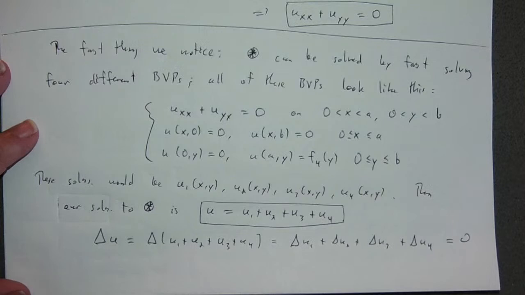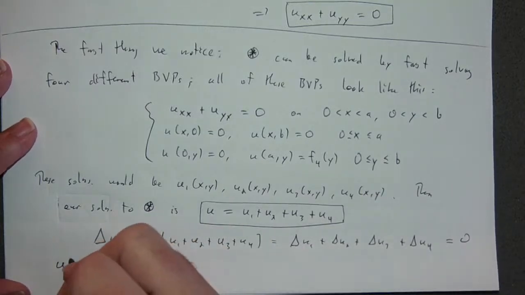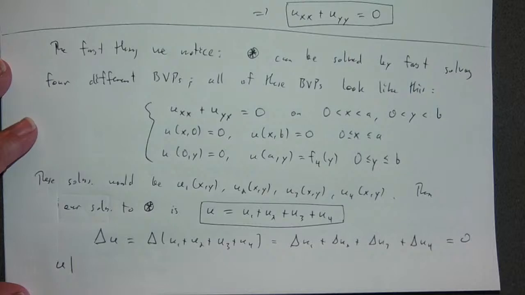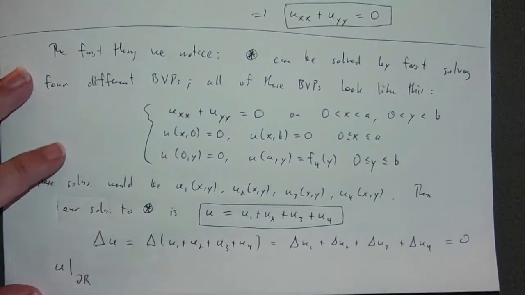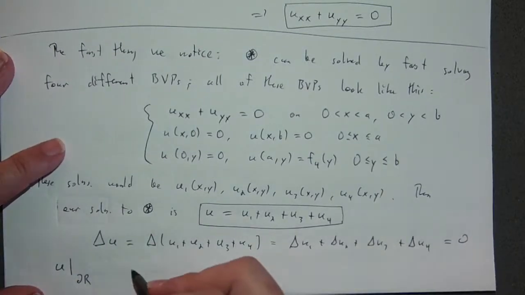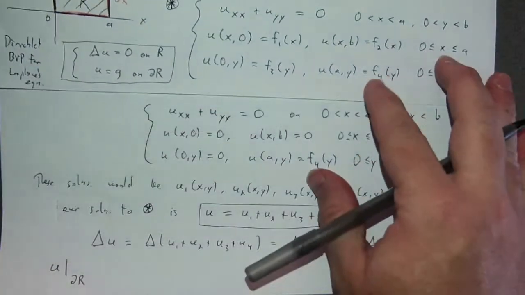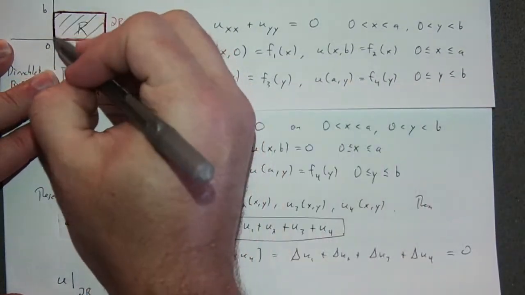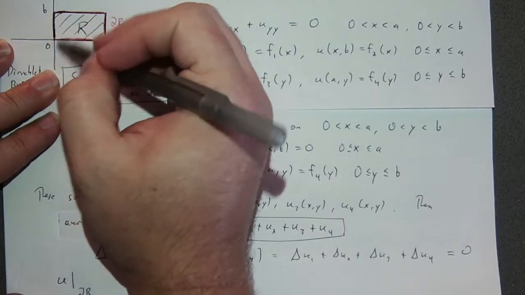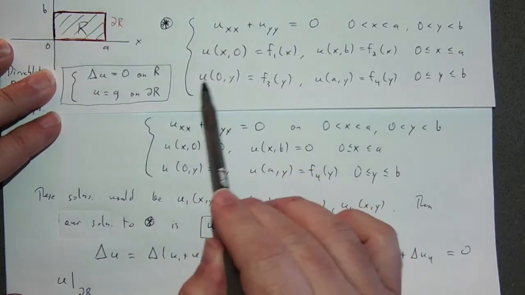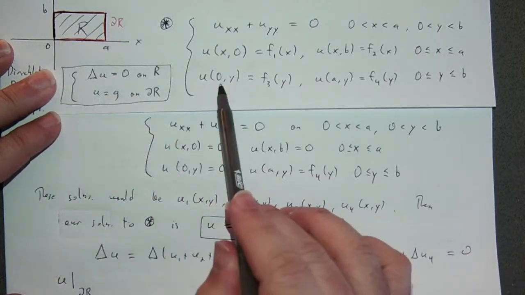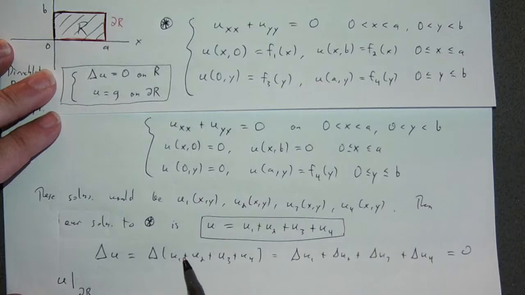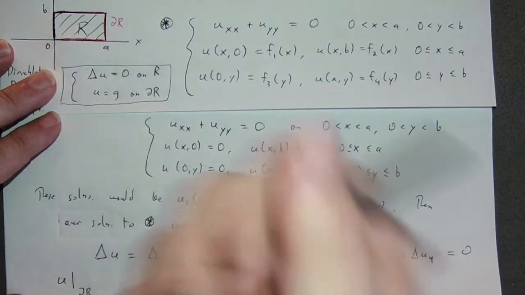And notice that on the boundary, if we restrict u to the boundary, we have to look at what u is on each piece. So let's check here. On the left end, when x is 0, all of these are 0, except u sub 3, which is f sub 3. So on the left end, it would be f sub 3.